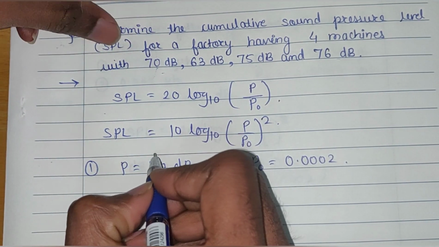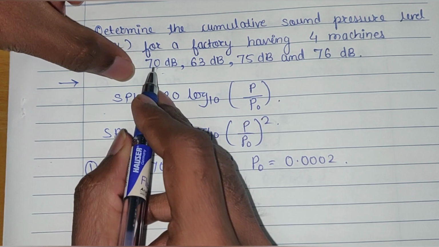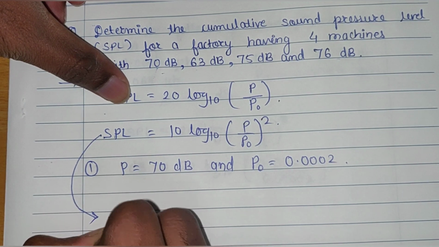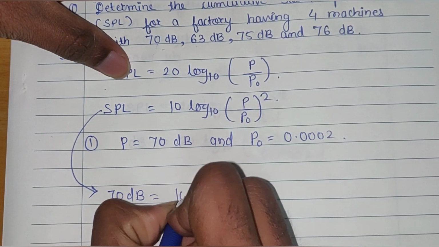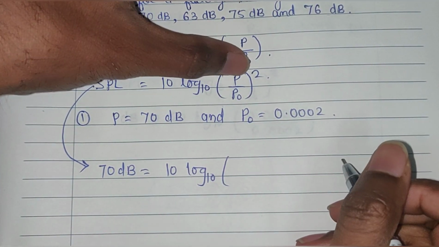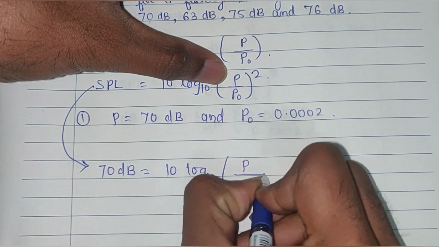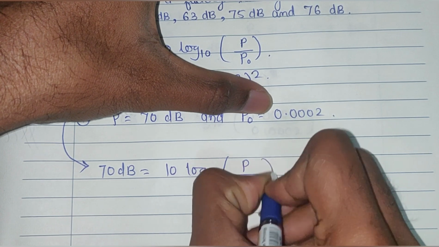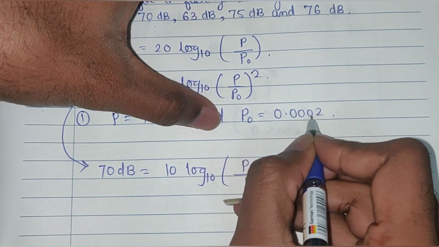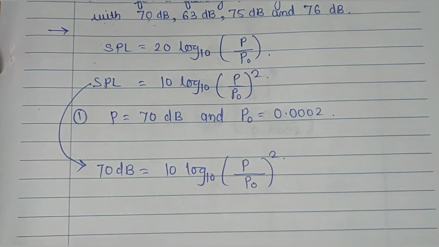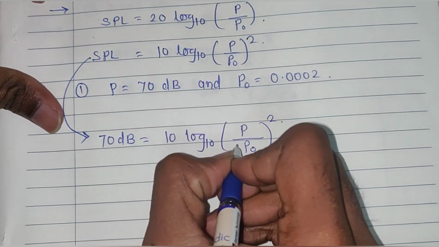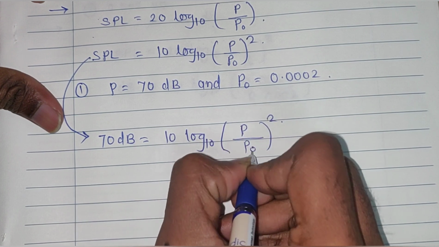We know that the sound pressure level for machine 1 is 70 decibel. So 70 decibel is equal to 10 log to the base 10 (P upon P naught) whole square. We don't know the value of P, we know the value of P naught. Keep the P naught value as it is right now. Don't put the value of P naught as 0.0002 because it will consume your time in calculation.